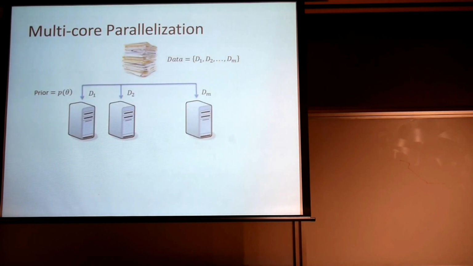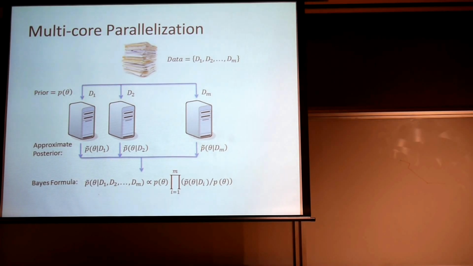To make it more scalable, we implement a multi-core parallelization scheme. Suppose we can divide the data into n parts, B1 to Bn, and we can get the approximate posterior for those n parts. We use the Bayes formula to get the approximate posterior for the whole data set.